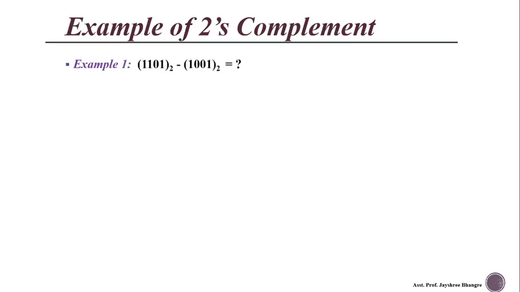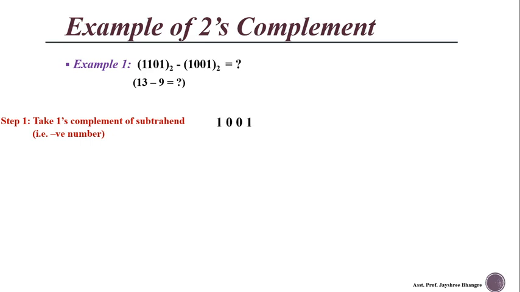So here, 1101 minus 1001. So that is nothing but 13 minus 9. So we take the 1's complement of the subtrahend because we have to find the 2's complement. And how can we find the 2's complement? First we have to take the 1's complement and then add 1 to get the 2's complement. So that's why we are taking the 1's complement of the subtrahend.